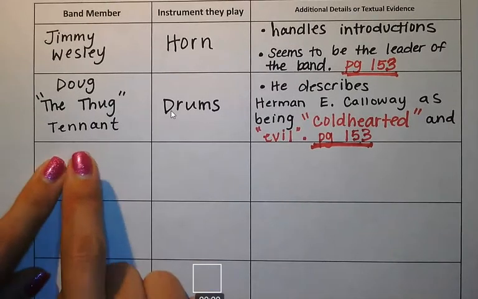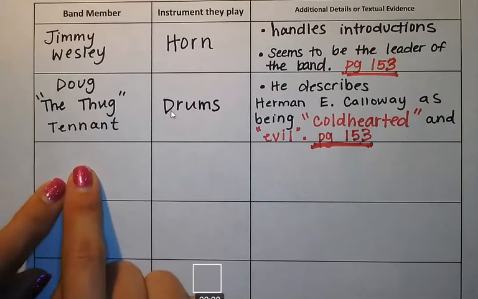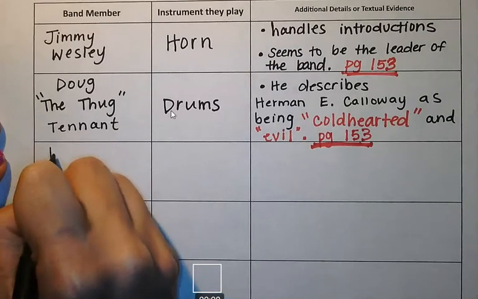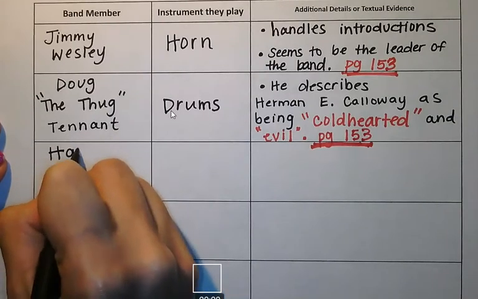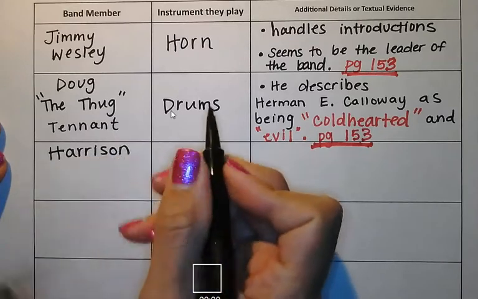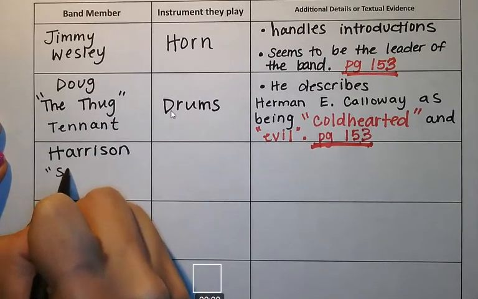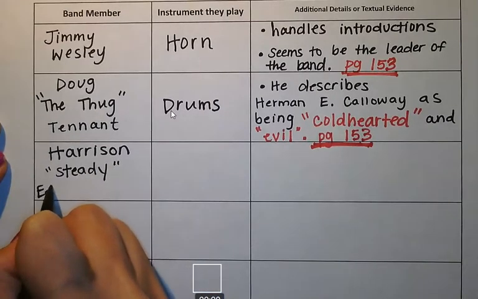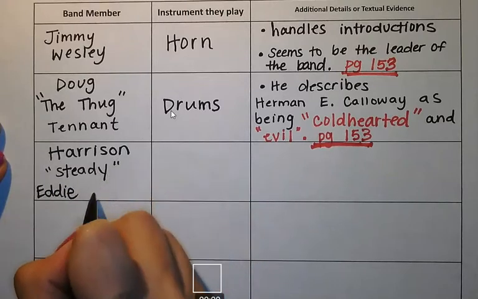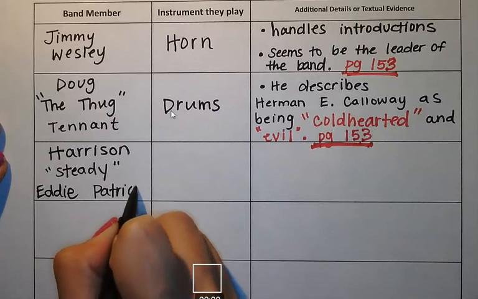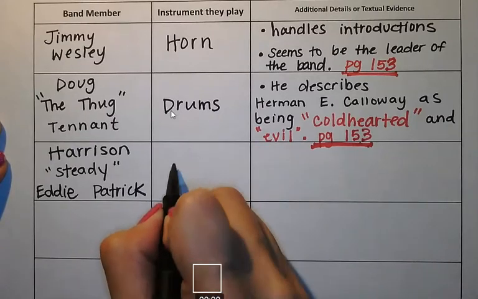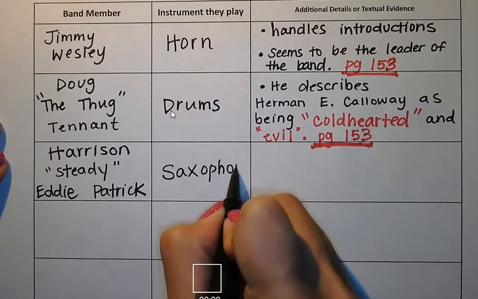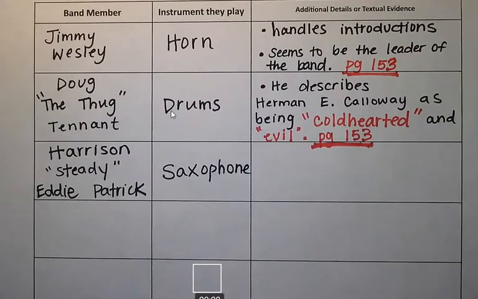Next, right, we had said Harrison, Steady Eddie Patrick, and he plays a saxophone. So that's exactly who I'm moving on to next, the next band member. Harrison, Steady Eddie Patrick. He plays the saxophone. Okay, let's see here.